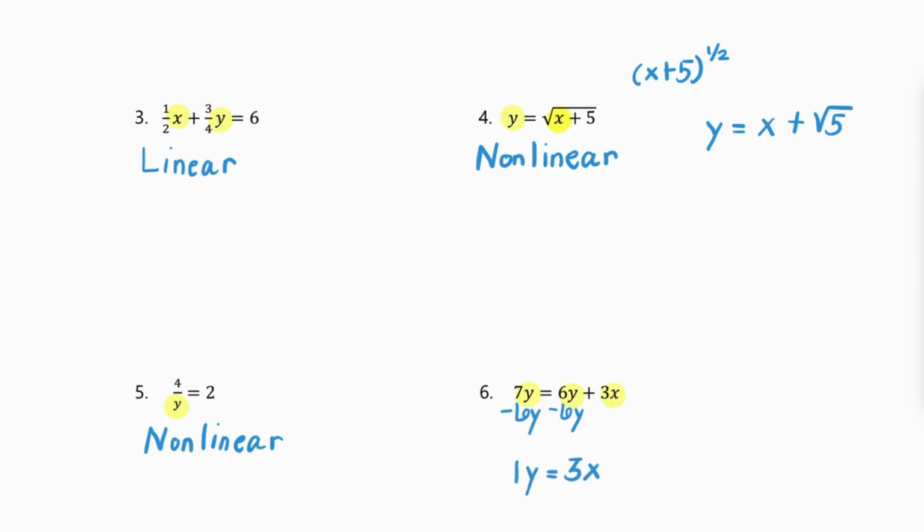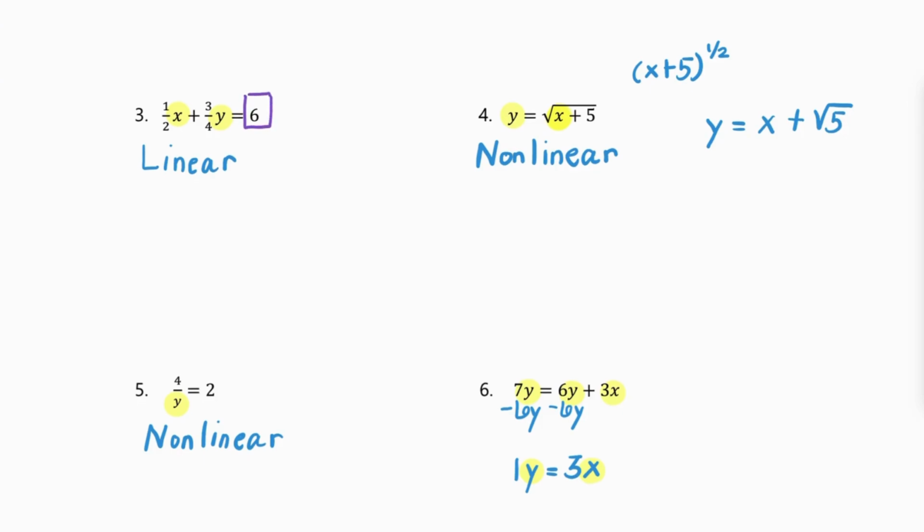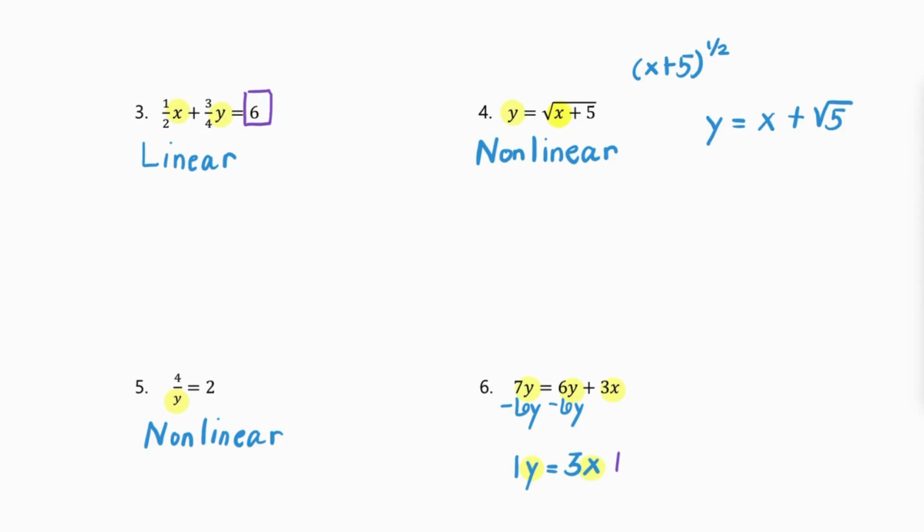So we have a plain old y and a plain old x, nothing crazy happening to them. You might say, oh, well, there's not a constant. Like look at number 3, for example. You have a plain old number that doesn't have a letter, but that's okay because really what you have is like a +0. That is your constant. So this would be linear.